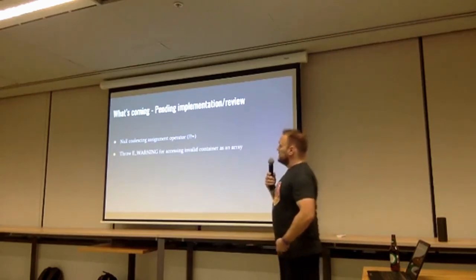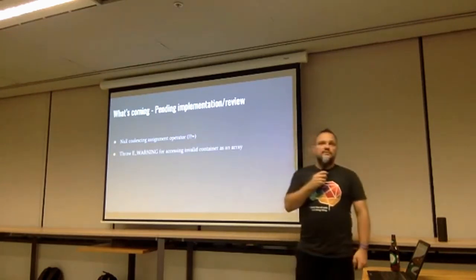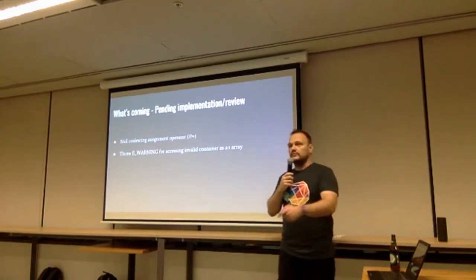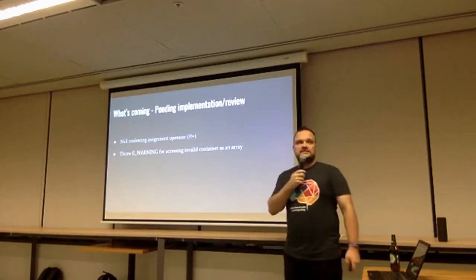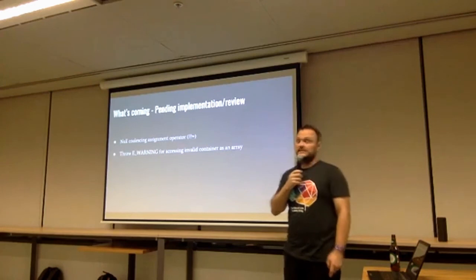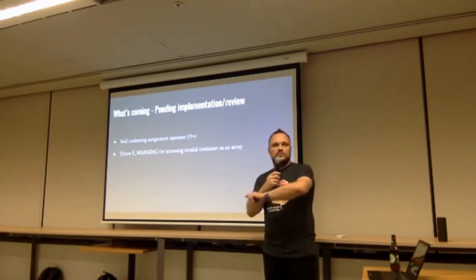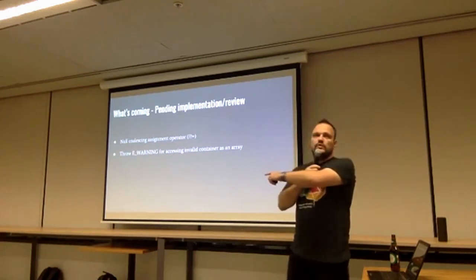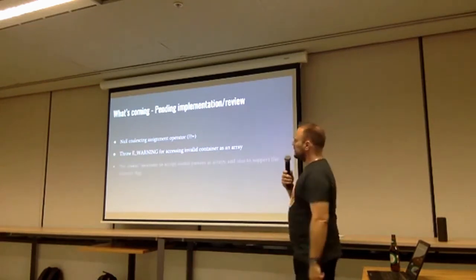When you are accessing an invalid container as an array, for example, if you try to access a binary value like a Boolean true or false as an array, right now, it just silently fails. How awesome is that, right? No warnings. I think there is maybe a notice, but I'm not sure about that. But now it will throw a warning, as it really should.